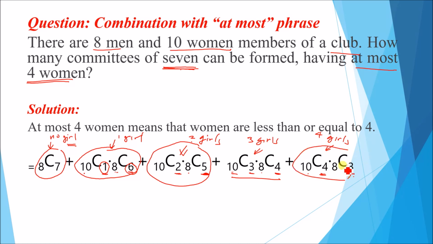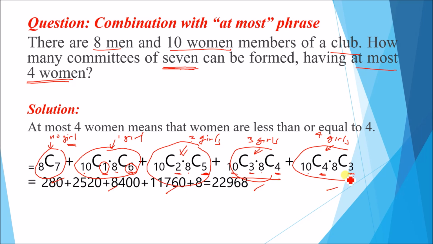So ano man yung result nila dito sa 4 or 1, 2, 3, 4, 5, pag in-add natin lahat ng mga yan using your calculator, you will arrive at 22,968. So, yun yung mga conditions na merong at most at saka at least. Yun lang yung mga certain problem na na-encounter natin na medyo nakakalito ng konti.